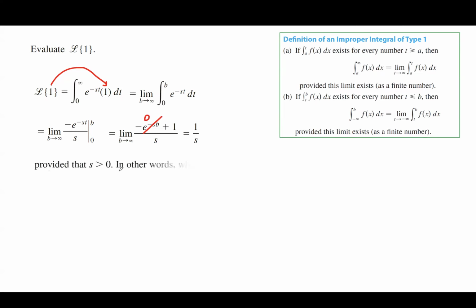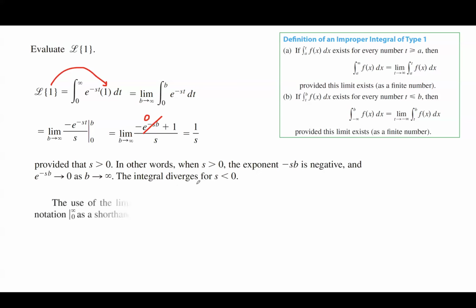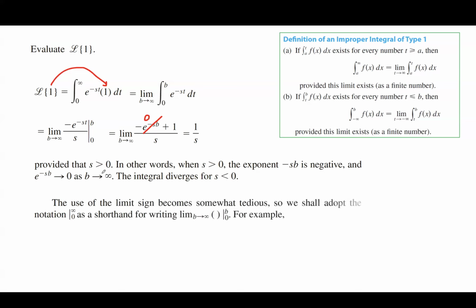So provided that s is positive, we say that the Laplace transformation of 1, or just the constant function 1, is 1 over s. Again, remember that we take s to be positive. In that case, the exponent negative sb is negative and it goes in the denominator, so as b goes to infinity this quantity approaches 0. And please remember that the integral diverges if s is negative, so we only impose that s is positive.